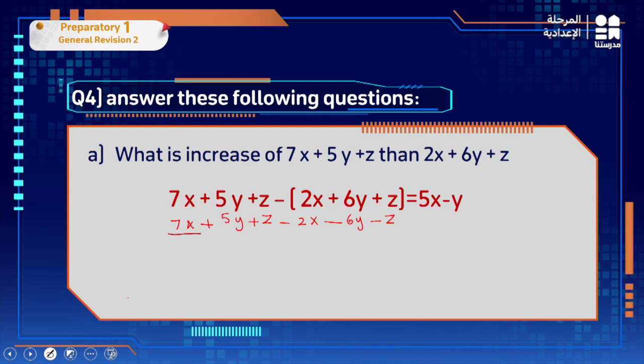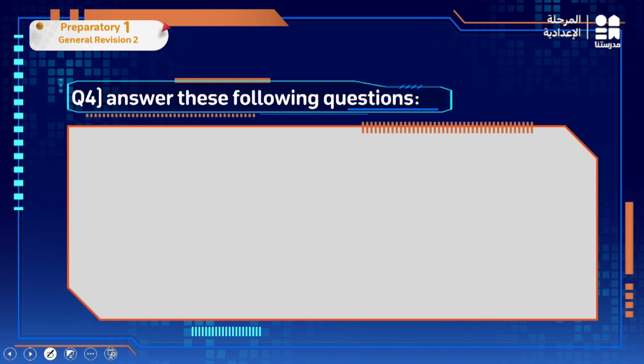7x minus 2x is 5x. Then 5y minus 6y will give us negative y, negative 1y. Then here positive z and negative z. So the final answer is 5x minus y.